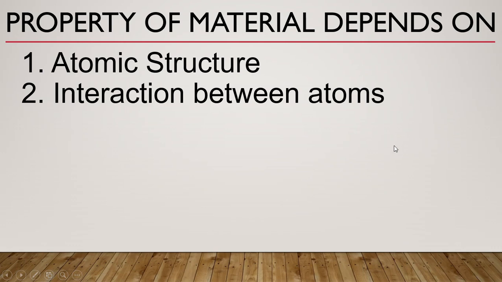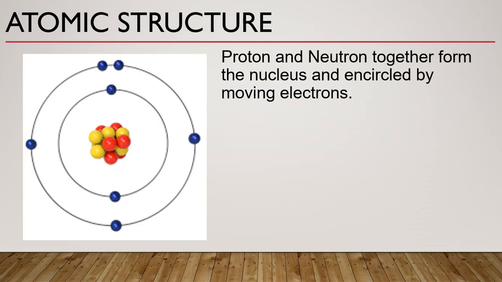Simulan natin sa atomic structure. We all know na ang atom ay merong small nucleus which is composed of protons and neutrons. And ito ay may orbit, at sa orbit nandun ang mga moving electrons. Both protons and electrons ay may charge.